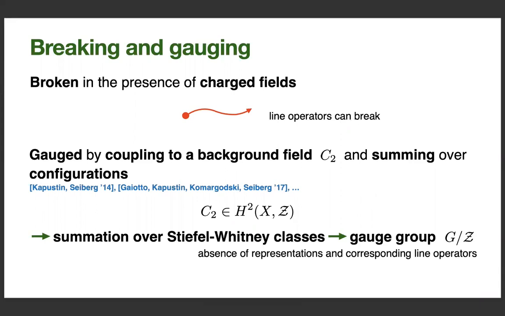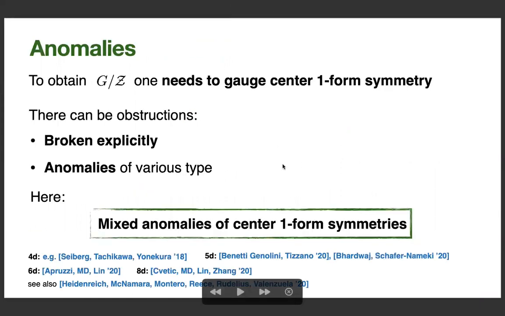Okay, but whenever I want to gauge a symmetry, I have to be careful that it is actually a symmetry. So if I want to discuss a model that has a G over Z, where Z is a subgroup of the center, I have to make sure that it's not broken explicitly. So the dynamical particles or the dynamical operators have to be absent. And on the other hand, it cannot be broken by quantum corrections. So there should not be any anomalies of any type.